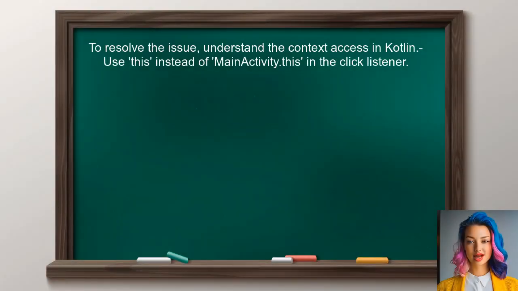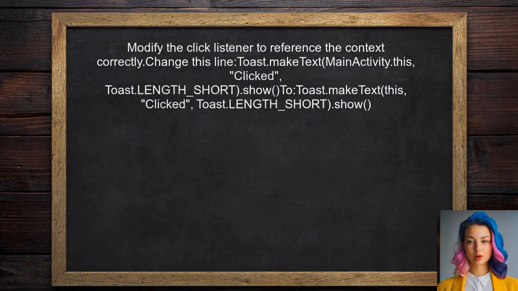To resolve the issue, the user should first understand that in Kotlin, the syntax for accessing the context of an activity is different from Java. Instead of using main_activity.this, the user can simply use this. Next, the user should modify the click listener to correctly reference the context. This can be done by replacing main_activity.this with this in the toast function.